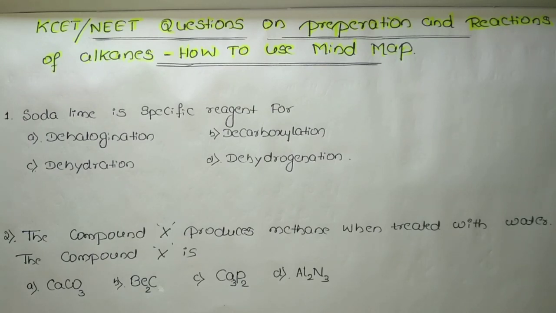The first question here is: soda lime is a specific reagent for dehalogenation, decarboxylation, dehydration and dehydrogenation. If you know what soda lime is, where it is used and for what purpose, then you can answer this question very easily. So I'll give you the mind map I explained in the previous video so that you can understand.